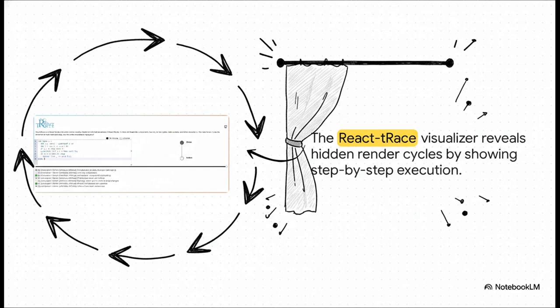To actually see this happening, researchers built an incredible tool called React Trace. And what it does is it peels back the curtain, visualizing every single step of the render process. All of a sudden, those hidden infinite cycles become totally visible. It turns React's opaque behavior into something we can finally see and understand.